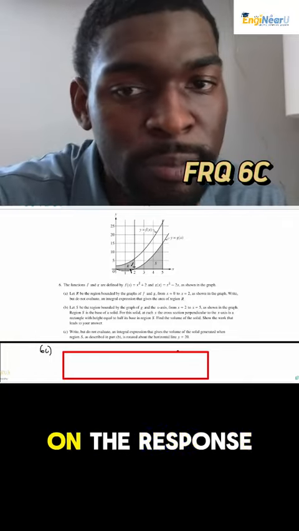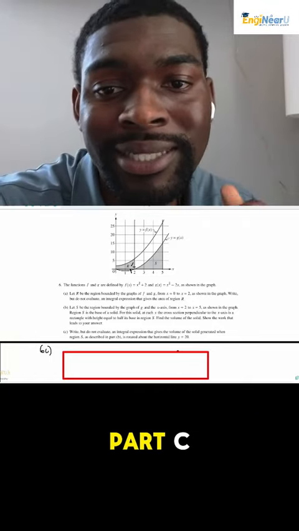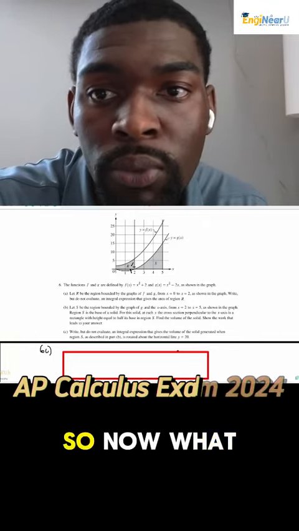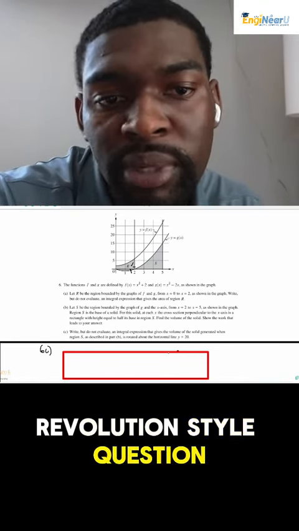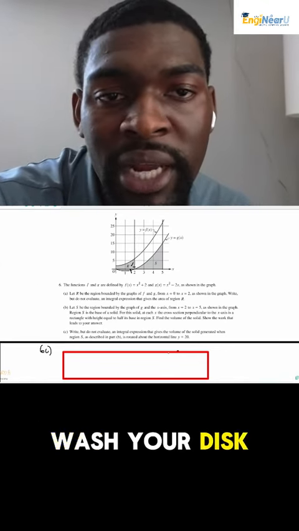Now, we're on the last question here on the free response, and this is free response question 6, part C, and this is for the AP Calculus exam. So now what we want to do for this type of question, and I always tell students, you're going to have a volumes of revolution style question, but it doesn't matter if it's going to be a washer or disk, you want to have a similar process.